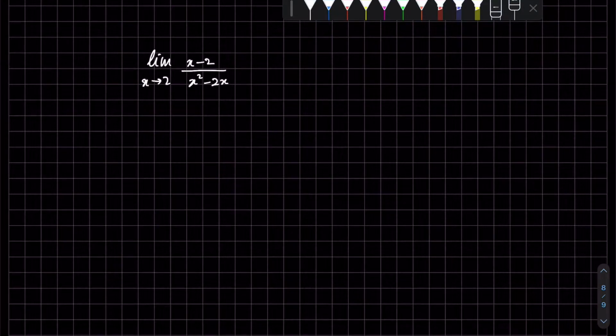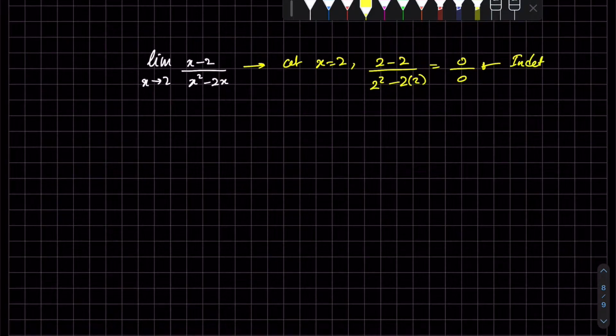Okay, so once again we're asked to evaluate this limit, and the crucial part here to realize is that if you just plug in 2 here, we get 0 over 0, right? So at x equals 2, 2 minus 2 over 2 squared minus 2 times 2, which is 0, over 4 minus 4, which is 0, right? So we have an indeterminate form.